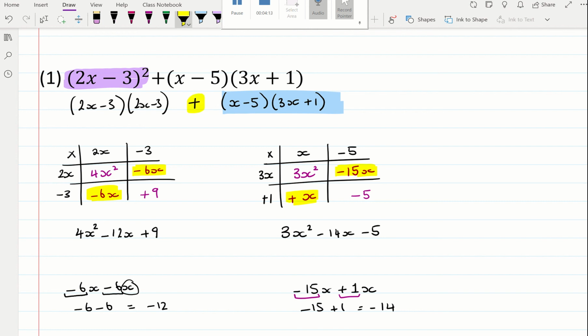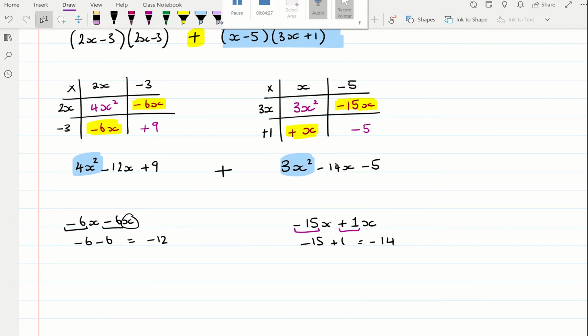And those two are being added, which is actually very easy. You simply collect like terms without worrying about the signs. 4x squared add 3x squared. So that's going to give us 7x squared. Don't change the powers of x. Powers of x only change when we are multiplying or dividing, but this is addition. Therefore, you keep the powers the same. 4 lots of x squared add 3 lots of x squared is 7 lots of x squared.